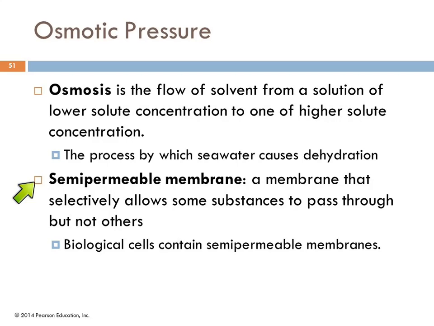So, semi-permeable membrane. Semi-permeable, meaning it's partially permeable. Stuff can get through it. Some stuff can get through it. It allows some substances to pass through and not others. Biological cells contain semi-permeable membranes. They have them on the outside, and they also have them on the inside, dividing all those little different parts of the cells that they made you color with colored pencils in biology, right?